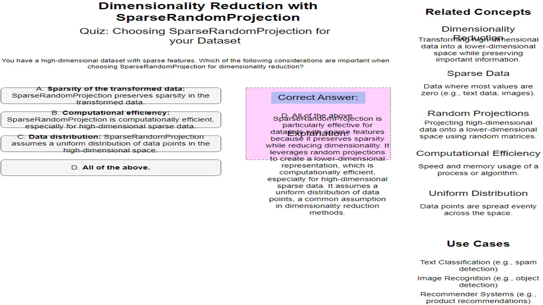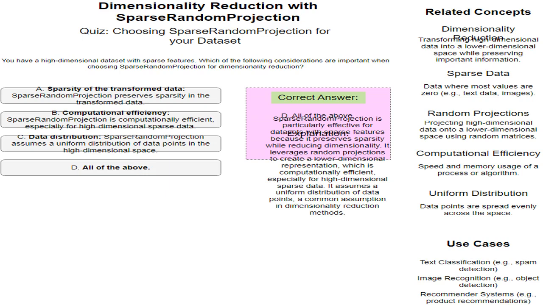Correct. Sparse random projection relies on the assumption that the data points are uniformly distributed in the high-dimensional space. This assumption is common in dimensionality reduction techniques, and while it may not always hold perfectly, it allows sparse random projection to work well in many scenarios. It assumes a uniform distribution of data points, a common assumption in dimensionality reduction methods.